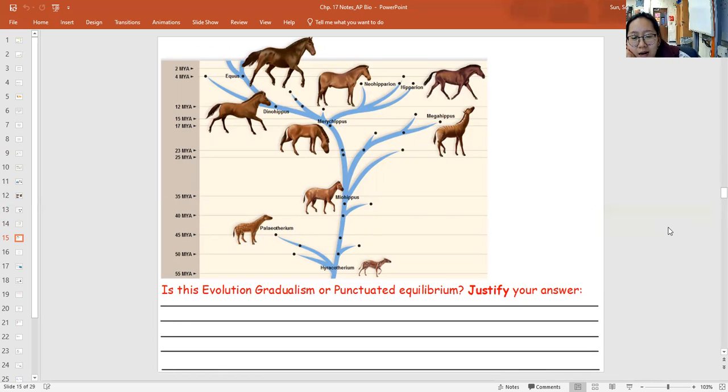So like I said before, let me know, is this gradualism or punctuated equilibrium? And then justify your answer based on the branching pattern. Is it a straight line or has it got many branches? Pause and do that.